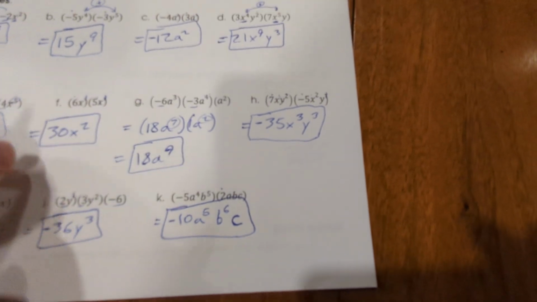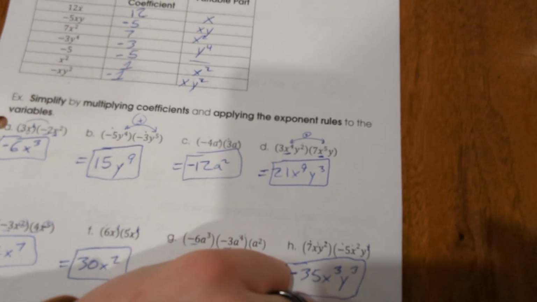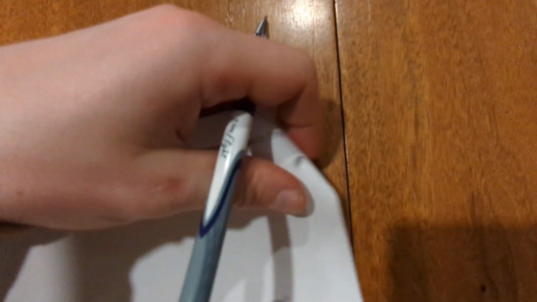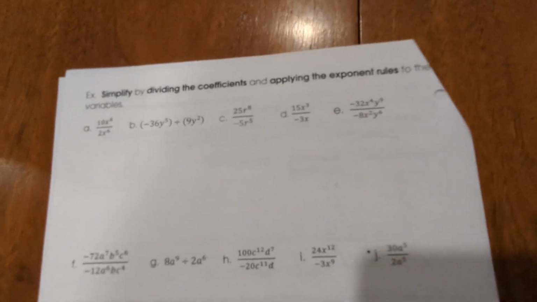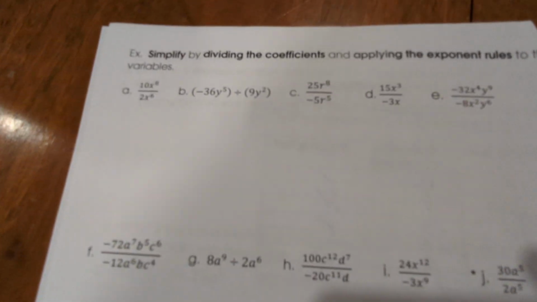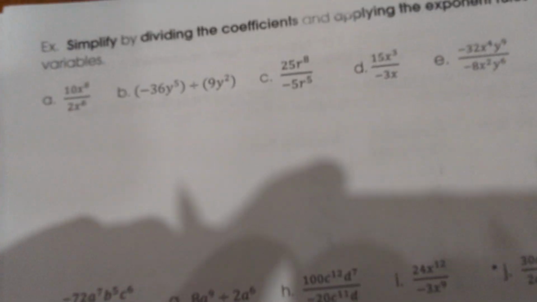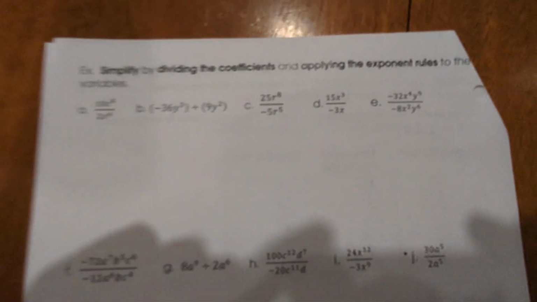Okay. So now we can move back onto the back side. And this is where we're going to start dividing monomials. So when we're dividing, again, we just do term by term. So we do the numbers first and then the variables after.